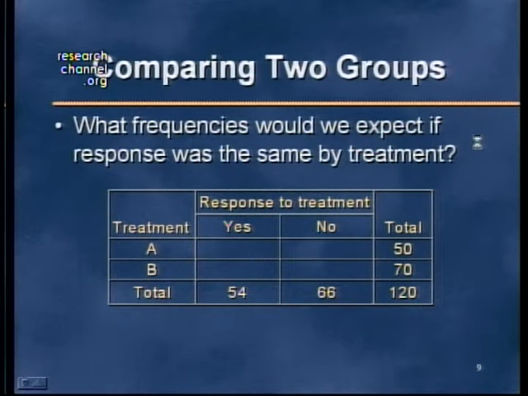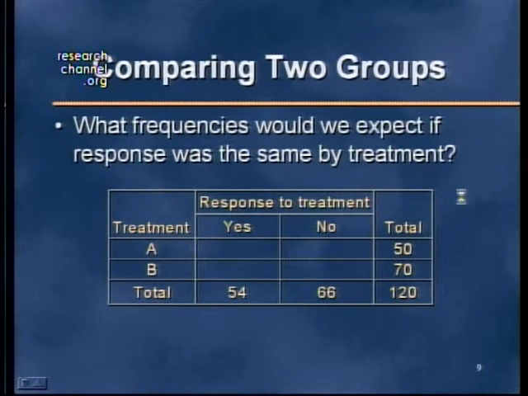So let me take you through reasoning how we use the Chi-Squared statistic to calculate this. So here's that same 2x2 table, but we're missing the inner cells. What we know is there were 50 people treated by treatment A, 70 by B, and that the overall number of responses was 54, and 66 did not respond. So I just have the marginal totals of this table. By reasoning through this, what frequencies would we expect if the response rate was the same by treatment? What would you expect?